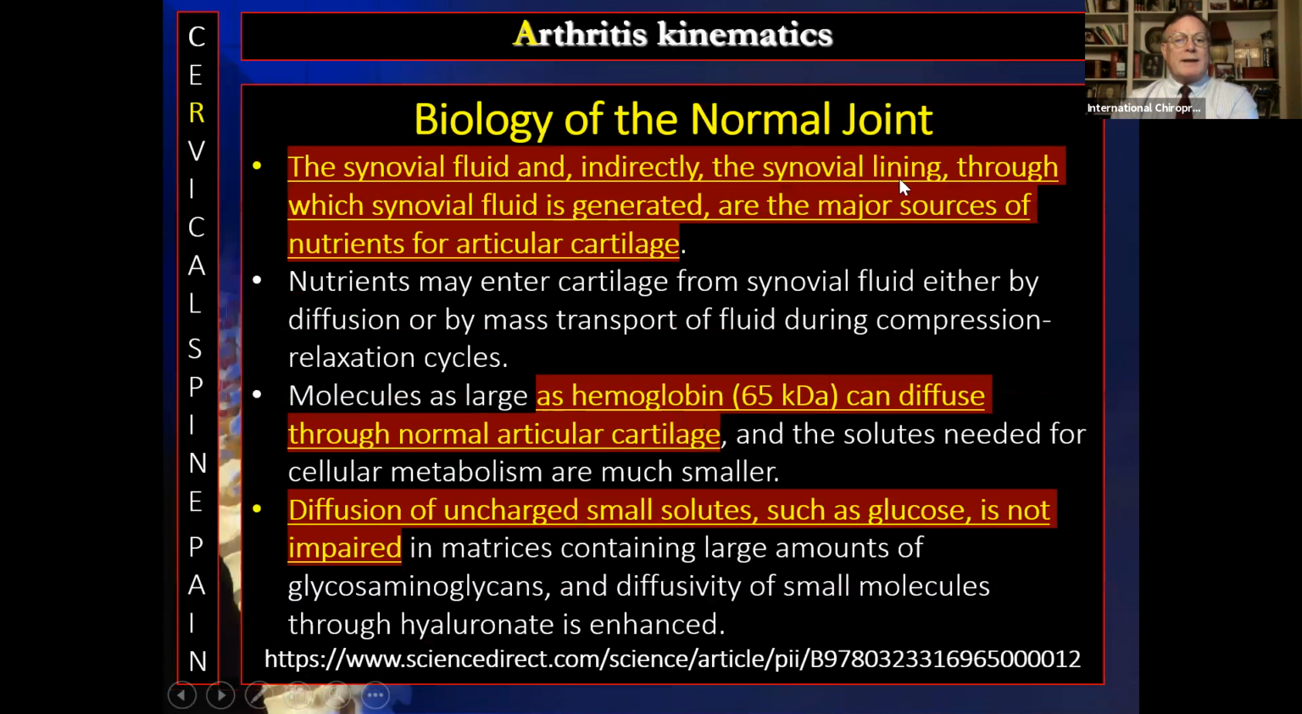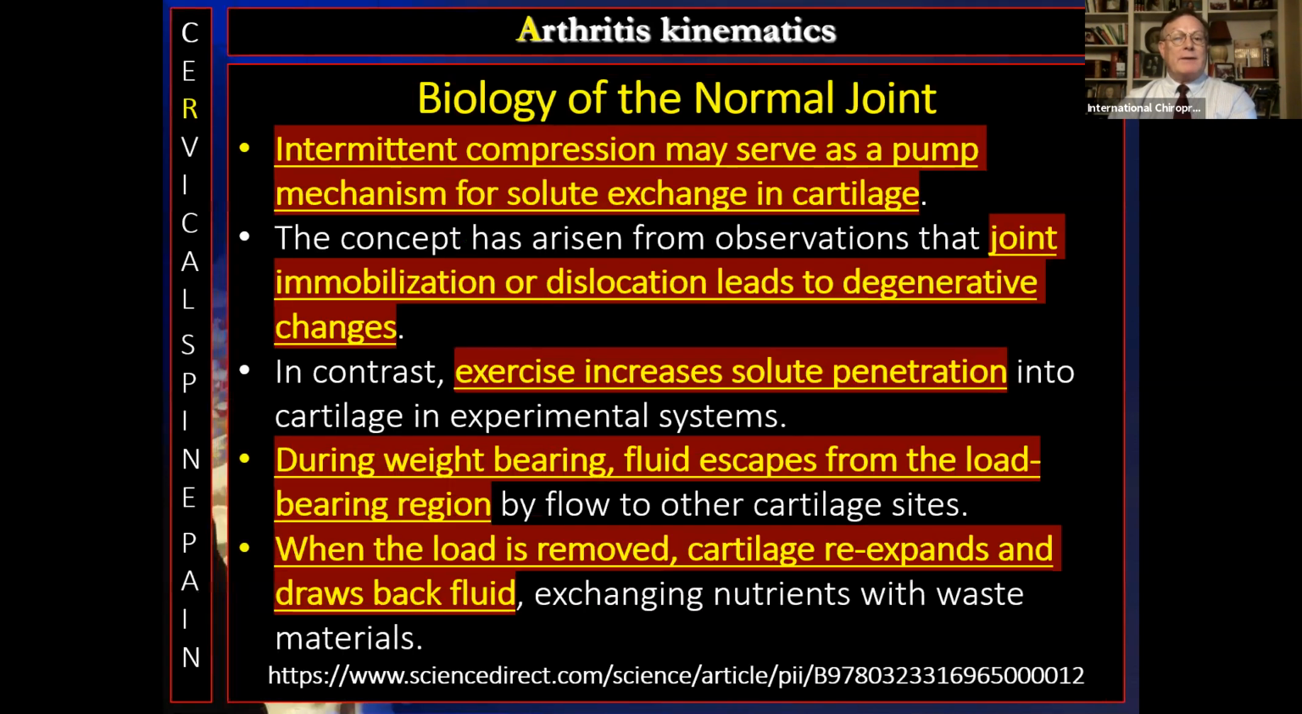Indirectly, the synovial lining creates a lot of nutritional resources, but the problem is if you have synovitis or inflammation, then you've got trouble. Now, intermittent compression serves as a pump mechanism for solute exchange in the cartilage. So if you do joint immobilization, you're going to have degenerative change, just like if a disc cannot move, it'll get sick. That's why static or rigid discs get sick faster than hypermobile discs and are often more painful.